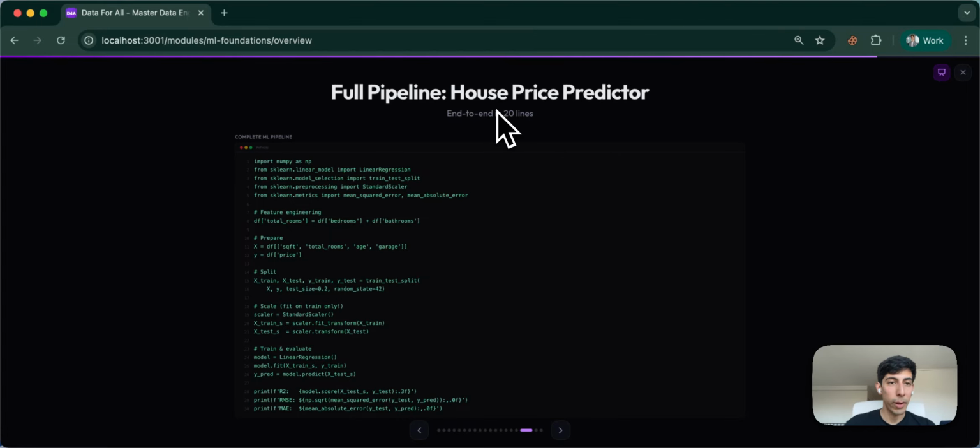Let's tie it all together with a complete project. This is predicting house prices from scratch, a very basic project. The full pipeline is in one place. Start with feature engineering, create total rooms from bedrooms plus bathrooms, then split, scale, train, and evaluate. Notice that the scaler is fit on train only. This is the exact pattern you'll follow for every machine learning project. The model might change, the features might change, but the structure stays the same. Explore, engineer, split, scale, train, and evaluate.